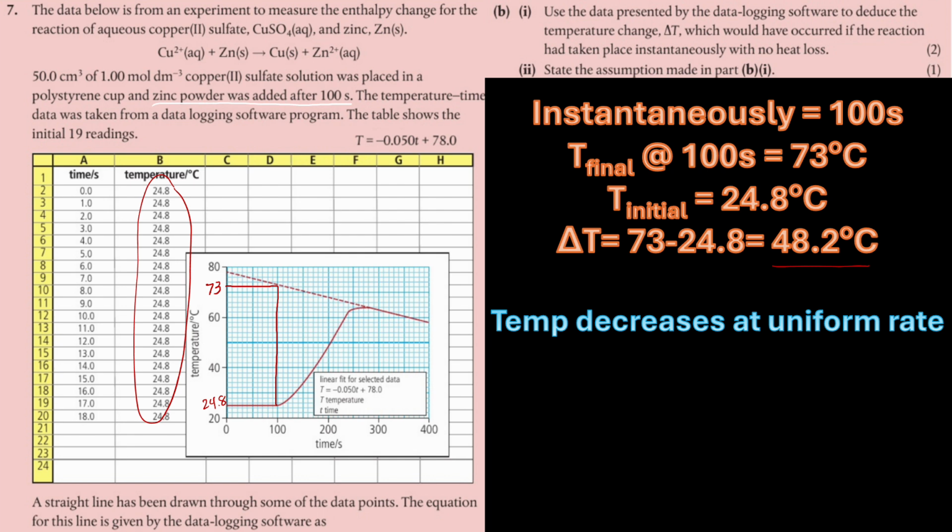Now for the second part of B, it says state the assumption made in the first part. And the key assumption is that the reaction occurred instantaneously and no heat was lost to the surroundings, which means that all the heat generated by the reaction was fully transferred to the solution, which was idealized because in reality, some heat is going to be lost to the environment.